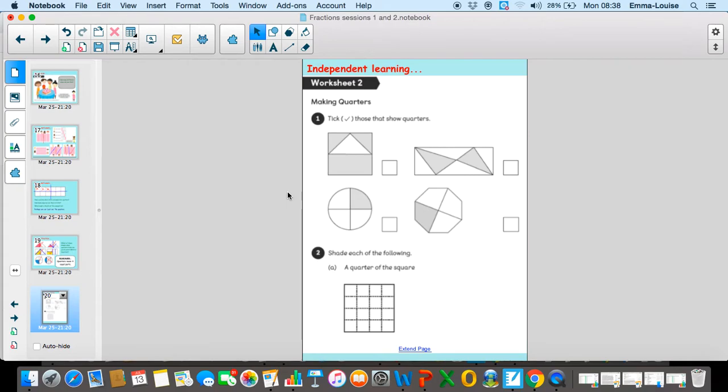So now it's time for your worksheets. Just like yesterday, can you tick all of the shapes that show quarters? You know there have to be 4 parts all together, and at least one of those parts needs to be coloured in. Then can you show a quarter of the square? You might want to cut out a square that looks like this with the same number of squares inside it and share it between 4. Or perhaps, like we did earlier, you can just see how to share that square into quarters and colour the correct number of little squares.